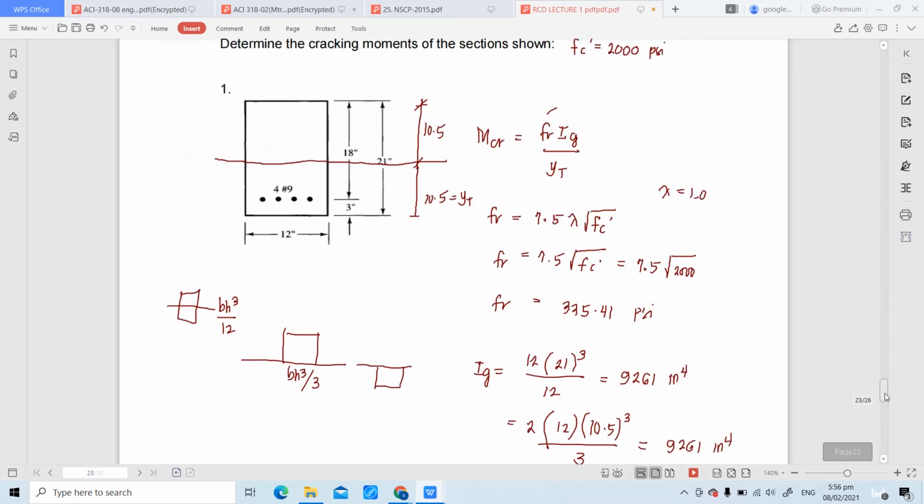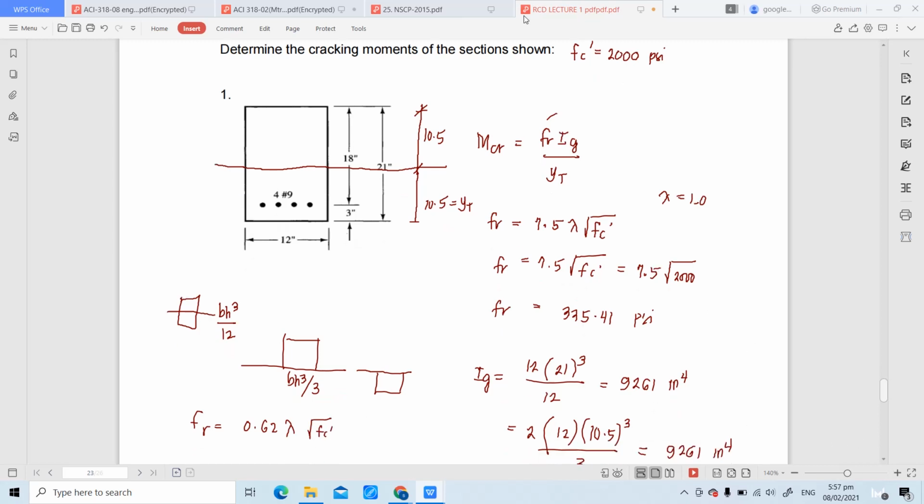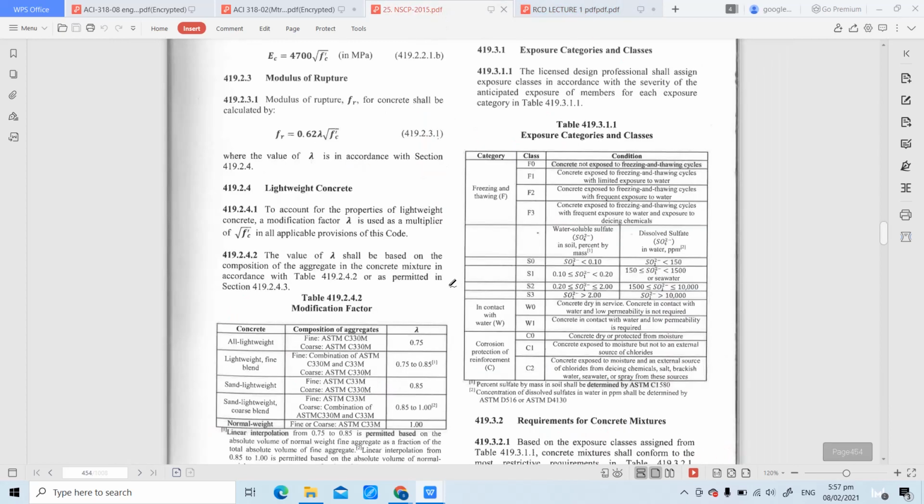Yes po, baka may mga katanungan. Sir, tanong ko lang po sir kung ano pong formula pag SI po yung FR? Modulus of ano nga po yun? Modulus of rupture. Kapag SI, 0.62 lambda square root of FC prime. Present yan kay NSCP, guys. No, check natin NSCP. Ito yung NSCP, 0.62 lambda square root of FC prime.